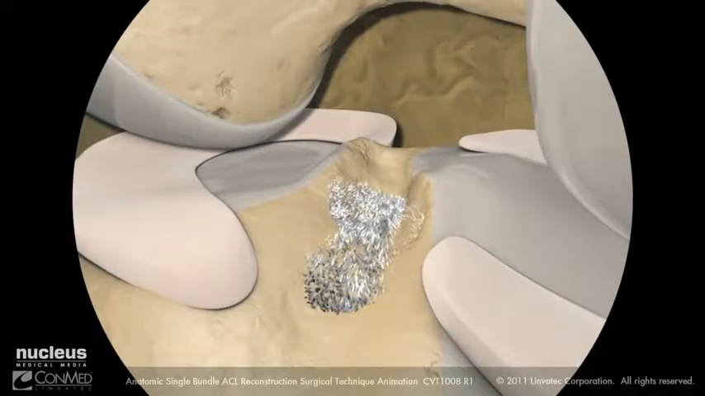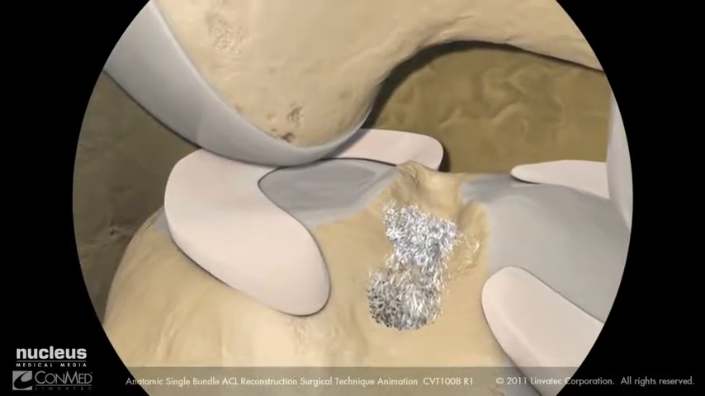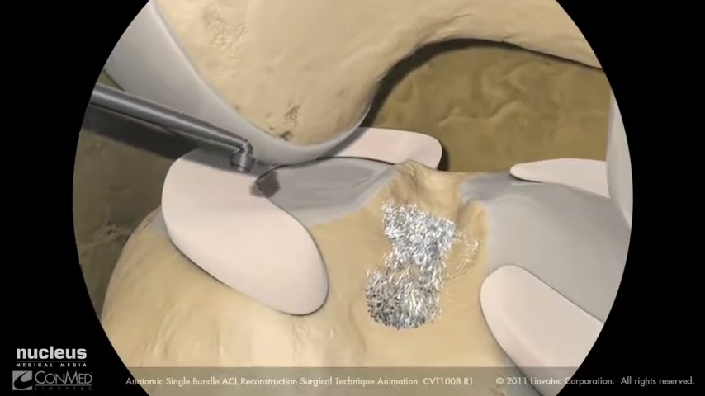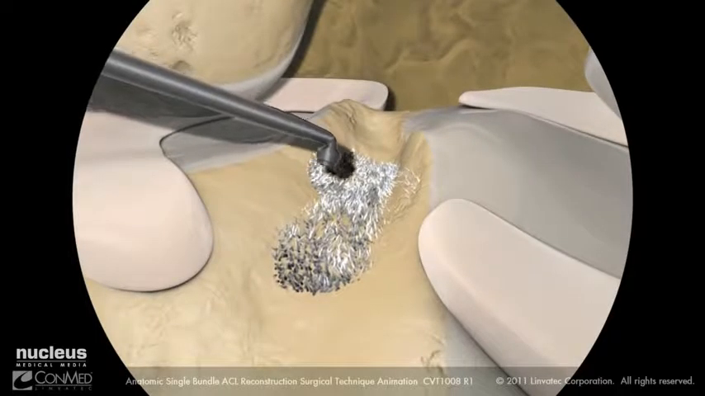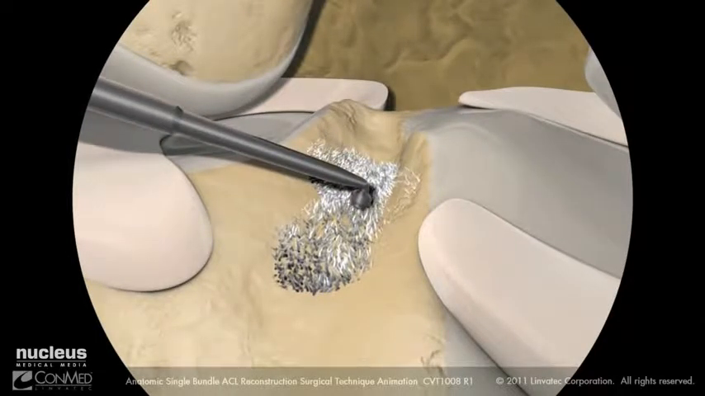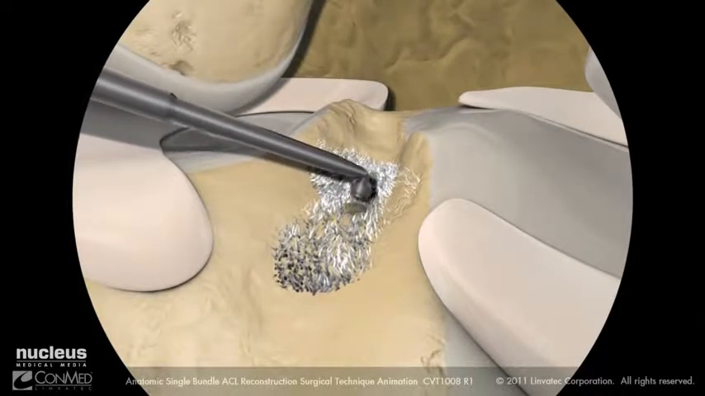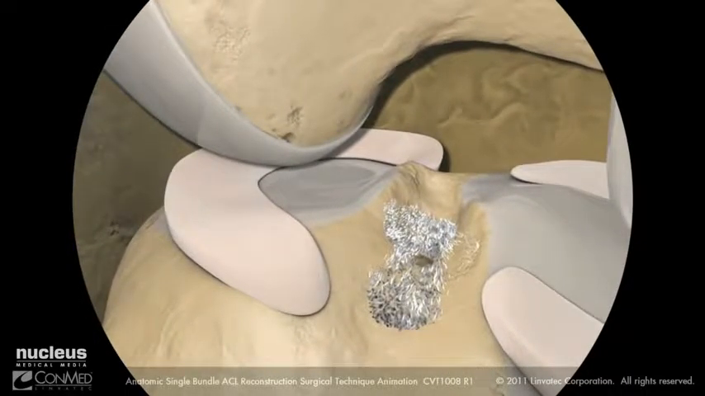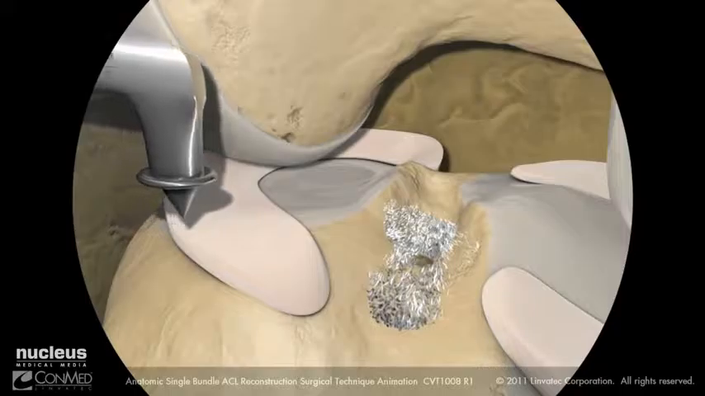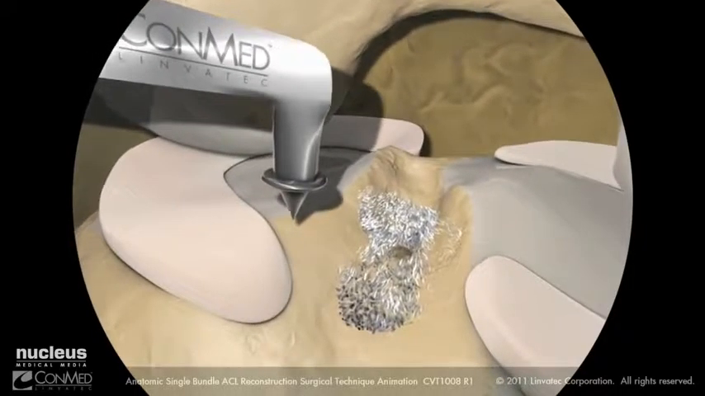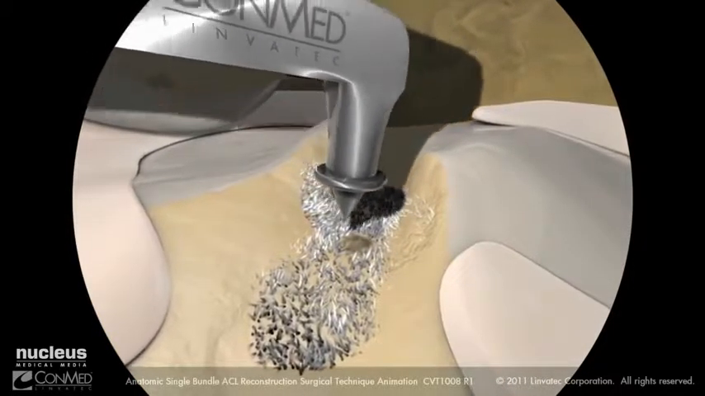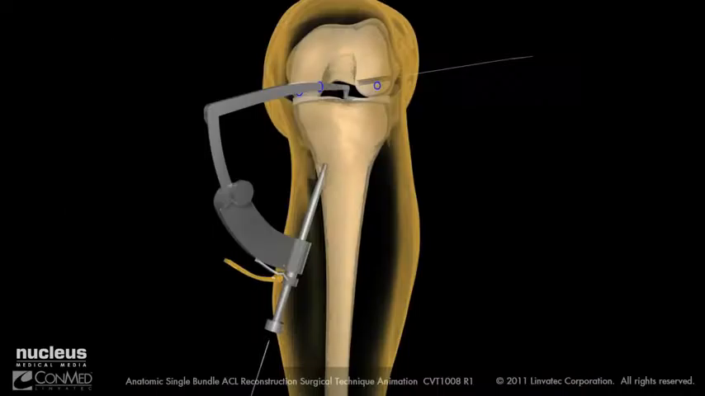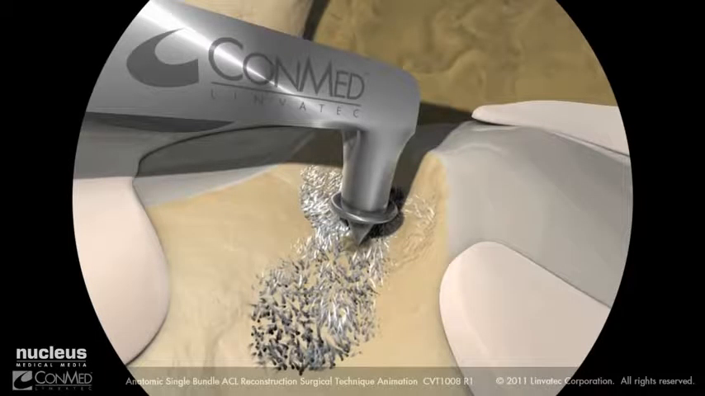Switch the arthroscope to the anterolateral portal. Next, insert the light wave ablator into the anteromedial portal to mark the center of the tibial ACL footprint. Set the angle of the pin ACL guide to 55 degrees. Insert the tip into the anteromedial portal, placing the tip of the guide into the center of the tibial ACL footprint. Next, advance the external guide sleeve flush to the anterior tibial cortex.